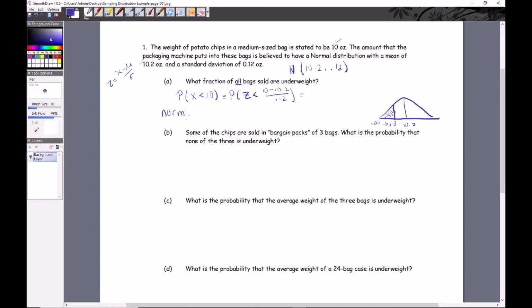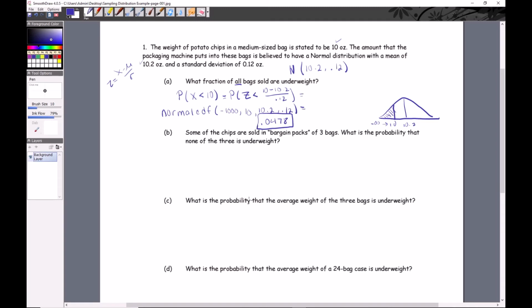So normal CDF, going from negative infinity, so just negative 1,000 or whatever, up to 10 with a mean of 10.2 and a standard deviation of 0.12, and that will give me 0.0478. Okay, so there's the first one answered.